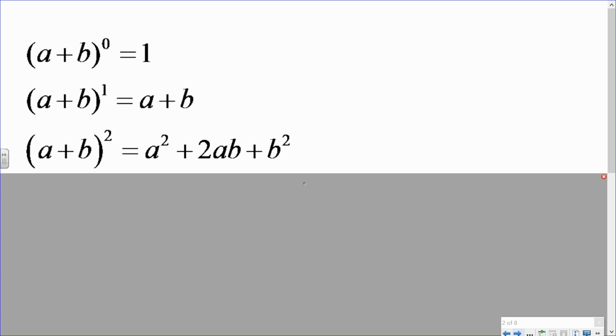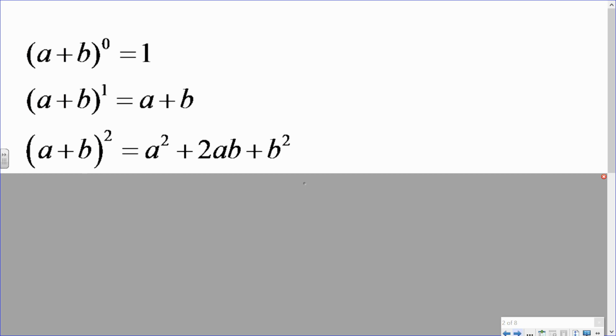So I think we're probably all pretty good with these three. Parentheses to the 0, anything to the 0 is 1. A plus b to the first is just a plus b, and a plus b squared is a squared plus 2ab plus b squared. Are we pretty good with those?